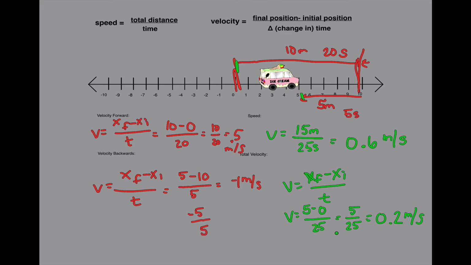Okay, so you can see that these numbers are very, very different. Velocity forward was 0.5, velocity backwards was -1, so he backed up pretty quickly. His overall speed was 0.6, but his total velocity was only 0.2 meters per second, because he really only had a displacement of 5 meters, and it took him 25 seconds to achieve that displacement.